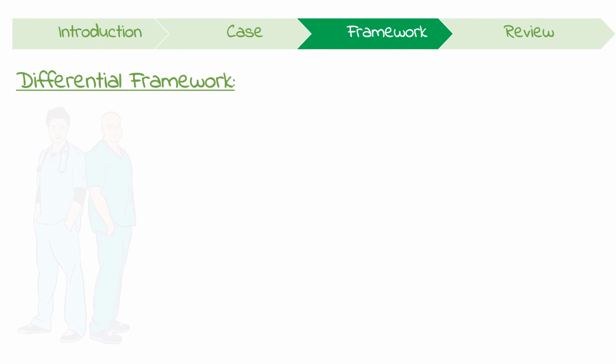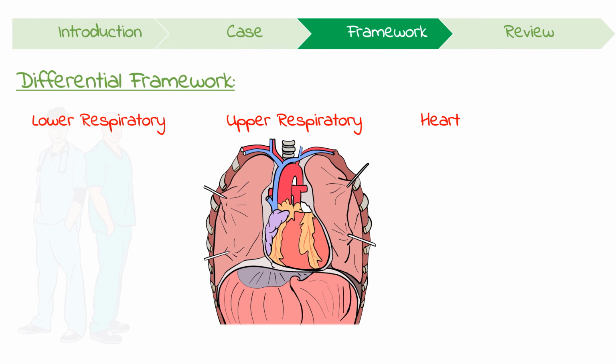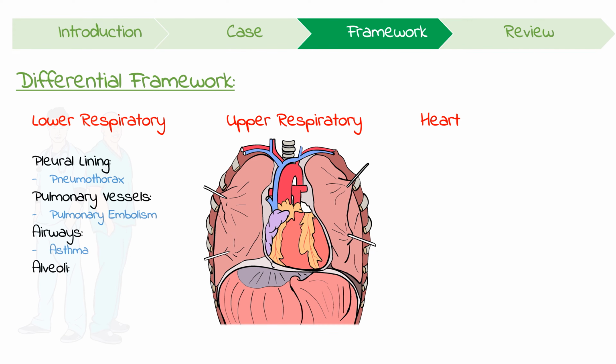One differential framework for acute respiratory distress can be imagined by considering a local anatomical approach. Think about the lower respiratory tract, the upper respiratory tract, the heart, and then other causes of dyspnea. You can break this down even further too. For example, the lower airways have a pleural lining, pulmonary vessels, airways, and alveoli. Differentials naturally might include pneumothorax, pulmonary embolism, asthma, or pneumonia.